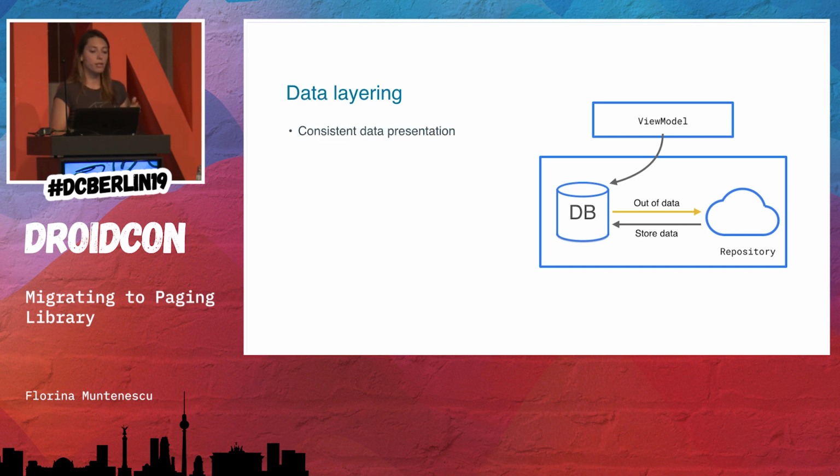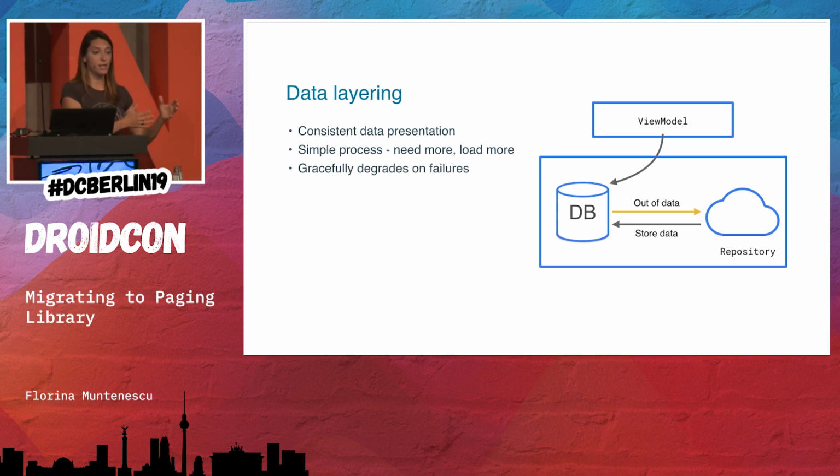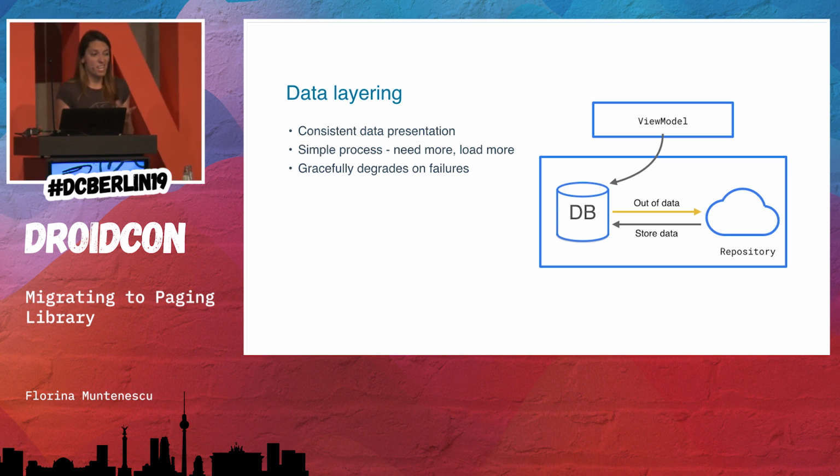So this model of data layering allows you to have a consistent data presentation. And it's kind of a simple process. You need more data, you load more data. That's all. And then it gracefully degrades on failures. So for example, if you're out of data and then you need to get data from the backend, and you don't have an internet connection, then it's easy to just handle that end of data or no new data retrieved. Similarly, once you get the network connection back, the data is going to be set in the database and then automatically will be displayed.